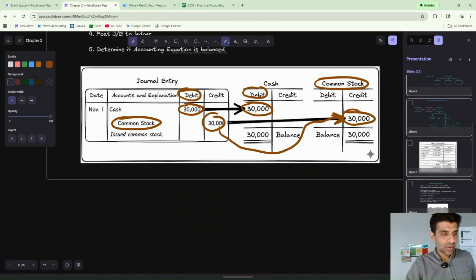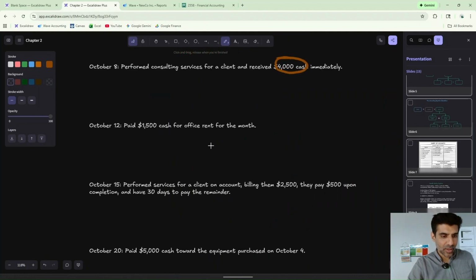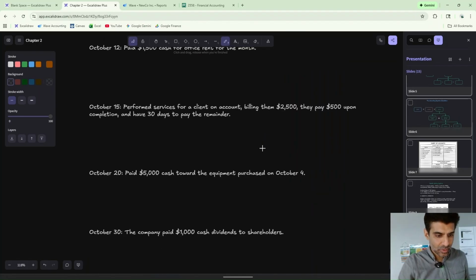Okay, let's do another one, okay? Paid $1,500. Let's skip that one because that's just another cash. Okay, what about this one? October 20th. We paid $5,000 cash towards the equipment we purchased on the 4th. That we remember we bought that on account, right? Okay, so what are the accounts involved? Okay, so is cash going up or down? Down, right? That cash is leaving our business. We're paying off this payable. So is that a debit or a credit? Good, yes. So cash is going to get credited.